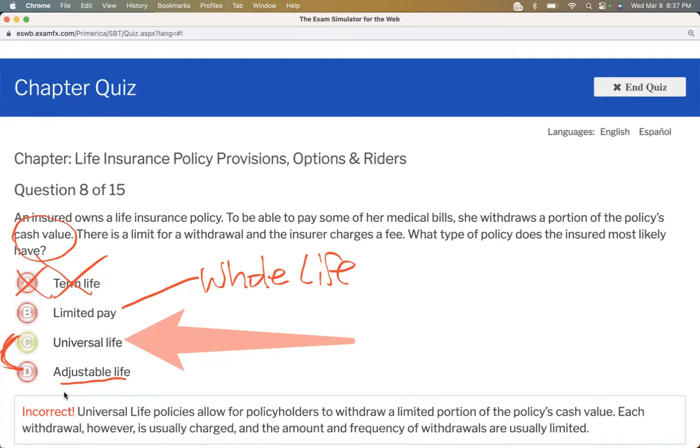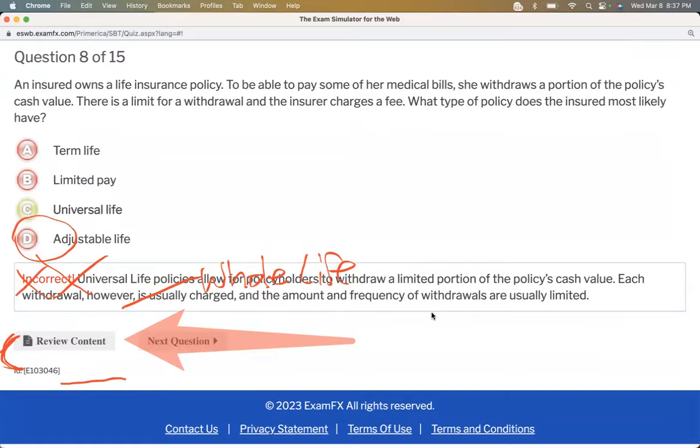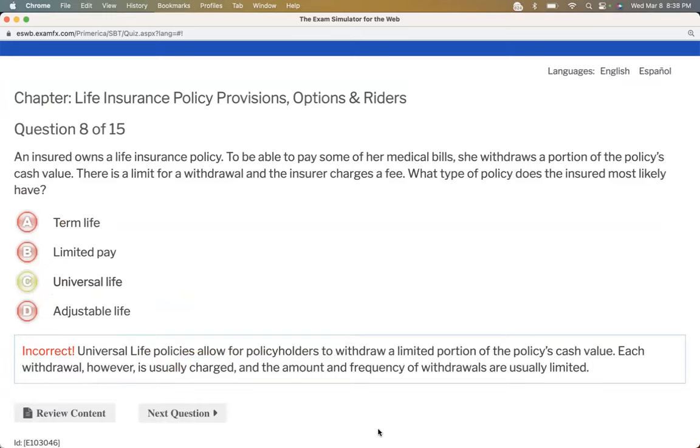I'm going to read the rationale because I wasn't sure on this one. It says universal life allows policyholders to withdraw a limited portion of the cash value. Each withdrawal, however, is usually charged, and the frequency of withdrawals is usually limited. Okay. Now I know.